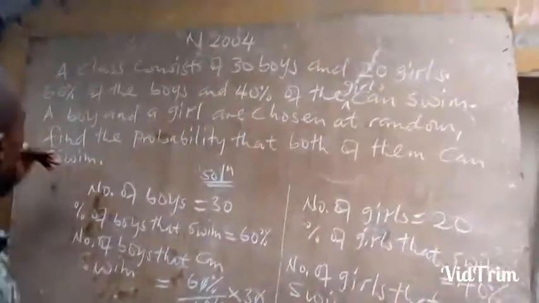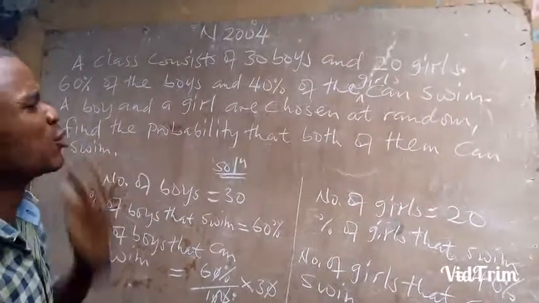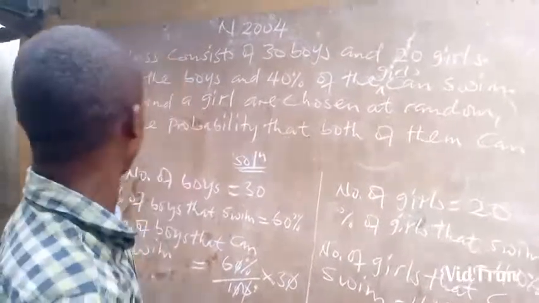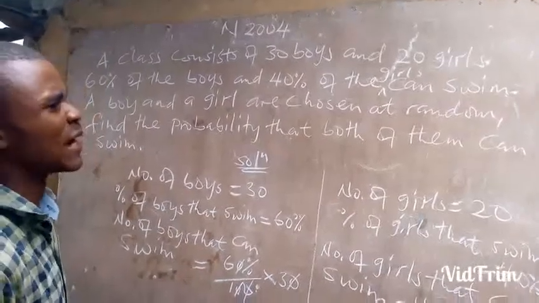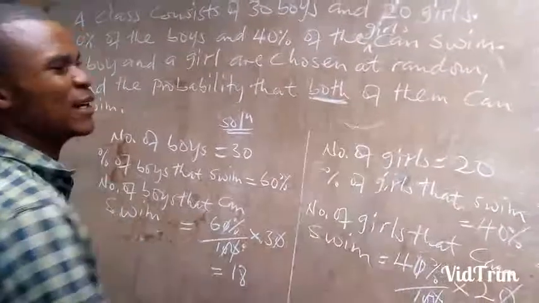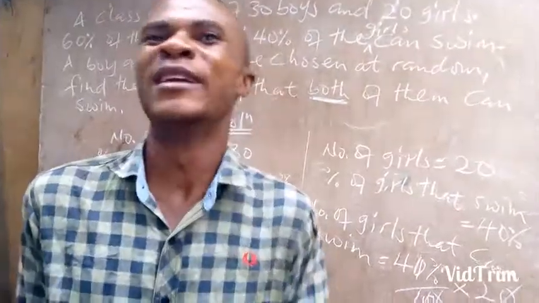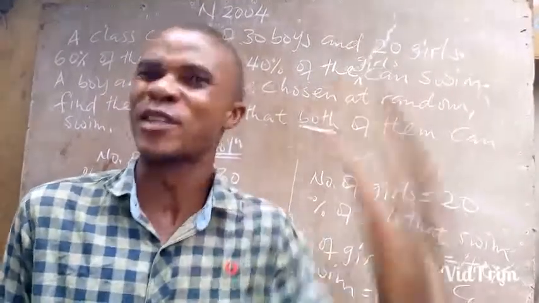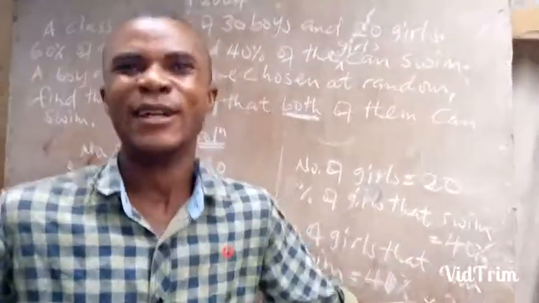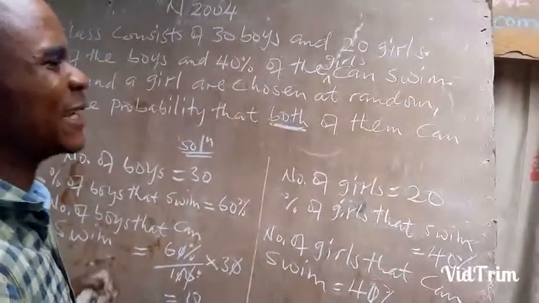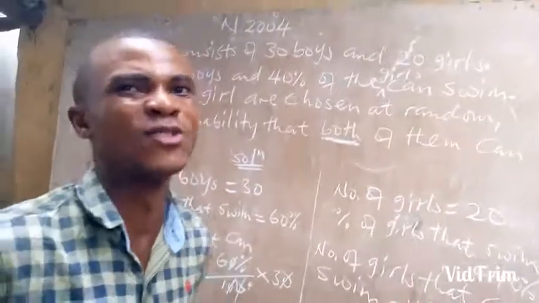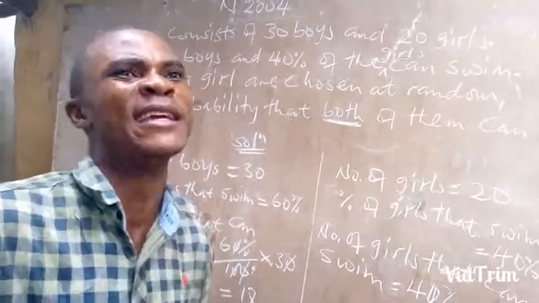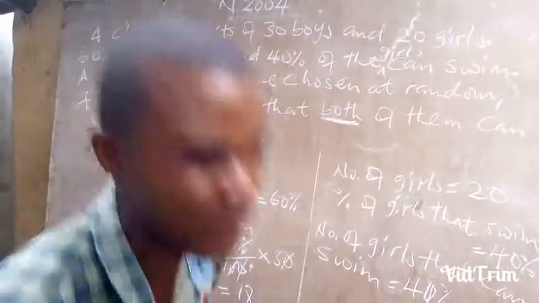We now move. A boy and a girl are chosen at random. They are now going to select one boy and one girl from that particular class. You find the probability that both of them can swim. Here the word both is used. Since both is used, it tells you that it is independent probability. That means the swimming ability of the boy has nothing to do with the swimming ability of the girl. Anytime one event cannot interfere with the other event, we call it an independent event. So since it is independent, we multiply them.